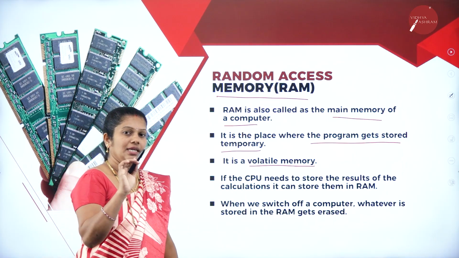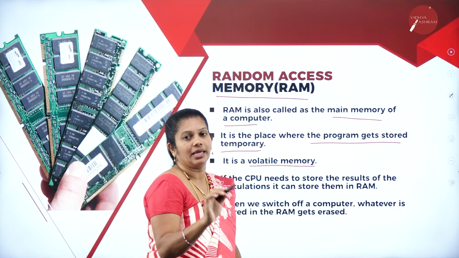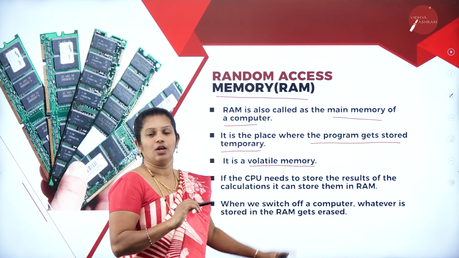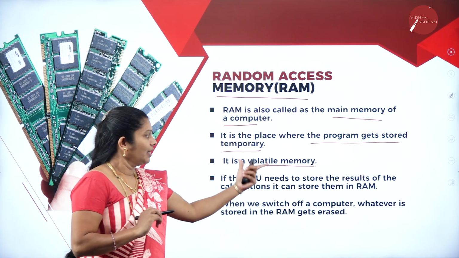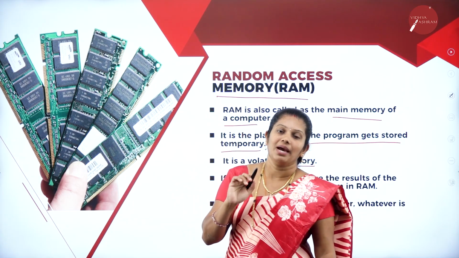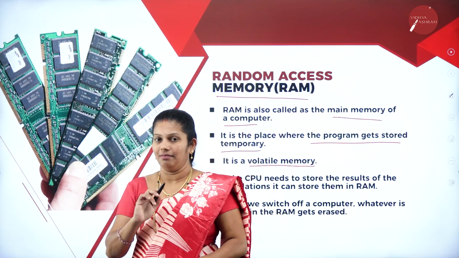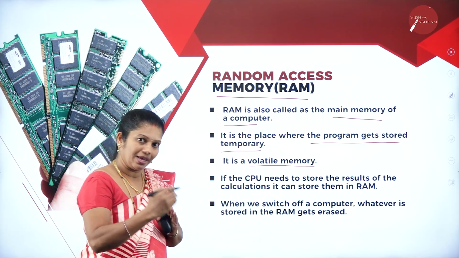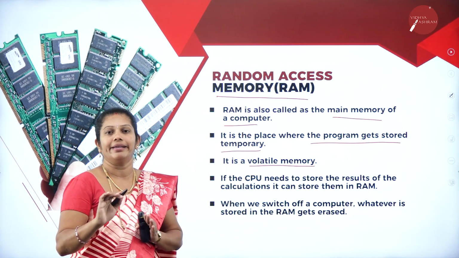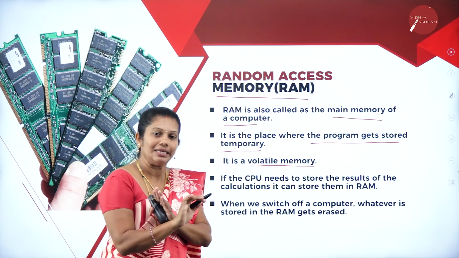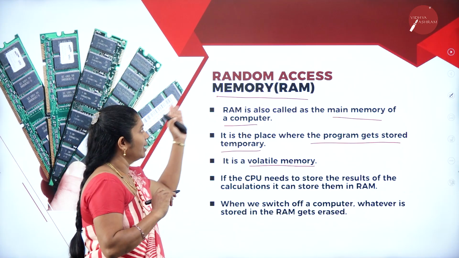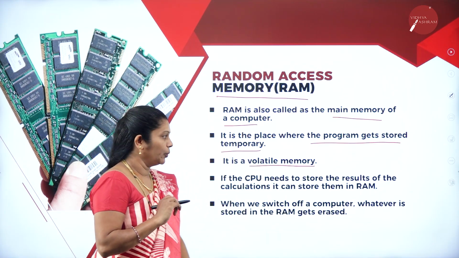In this, the data remains temporarily as long as the power supply is there. Once the power goes off, the data will be erased. That is volatile memory. The example of volatile memory is random access memory. Whereas non-volatile means that even if the power supply goes off, whatever may be, the data will remain permanently. The data will never be deleted there. It remains as it is. That is non-volatile memory. Whereas RAM is volatile memory.